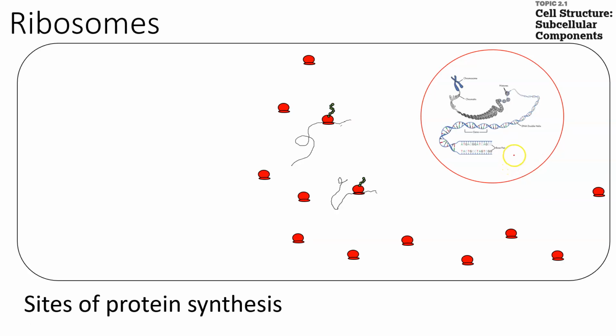So, ribosomes. These are not a membranous organelle. These are made of RNA and some proteins. Very, very useful organelle here, because it is what actually translates our RNAs coming from the nucleus.